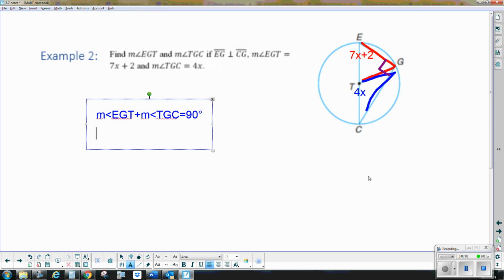Now I know that EGT is 7x plus 2, so I'm going to go ahead and substitute that in for the measure of angle EGT. And I know that TGC is 4x. So I'm going to go ahead and substitute that in. Now I can combine my like terms, and I get 11x plus 2 equals 90. And I'm going to solve for x.